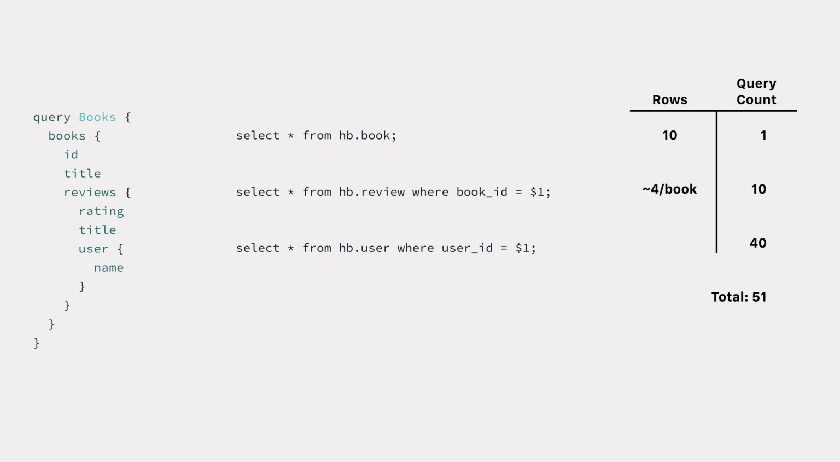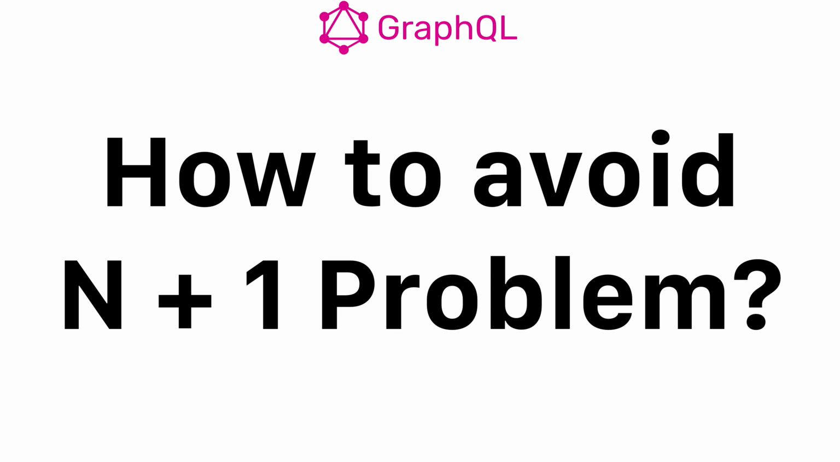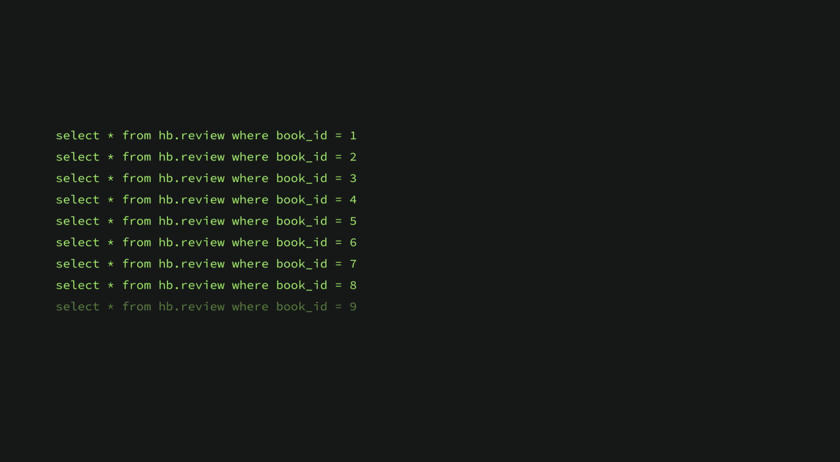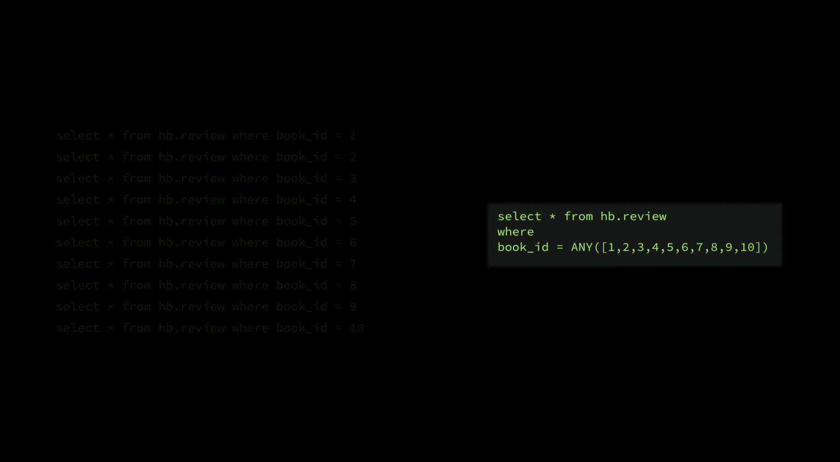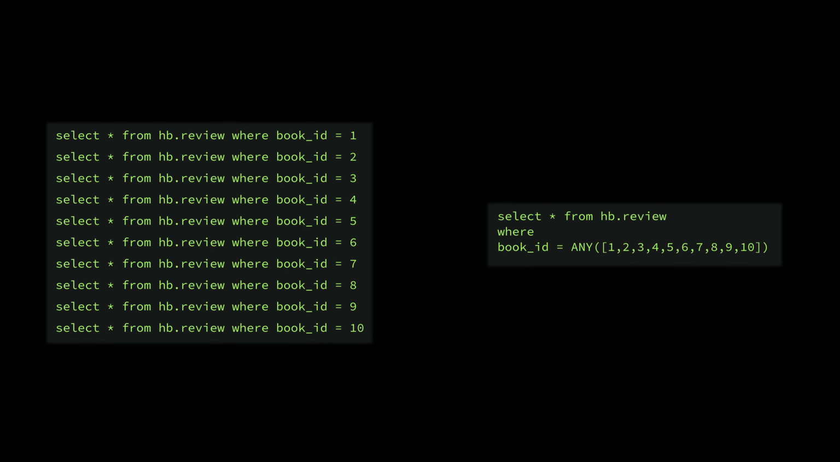So as you can probably imagine, the number of database queries your server might end up attempting could quickly get out of hand. So how do we avoid the N+1 problem that we're experiencing? Well, what if instead of sending these 10 nearly identical queries, we instead sent one query that looks like this? This single database query will fetch the same review data as these 10 queries, but it's only going to use one database connection, and as you can imagine, it's much more efficient.